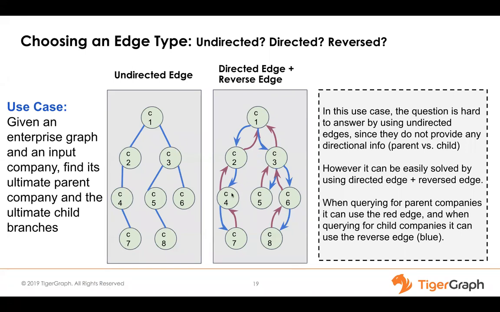Then if we want to find the ultimate parent company of C4, all you need to do is utilize the red edge and traverse all the way up. If you want to find all the subsidiaries, you just use the blue edge to traverse all the way down, right? It's very easy to do with the directed edge with reverse edge. So that's the key difference between the undirected edge and the third choice, directed edge and reverse edge. Okay, this is how we make the decision to choose between the three.